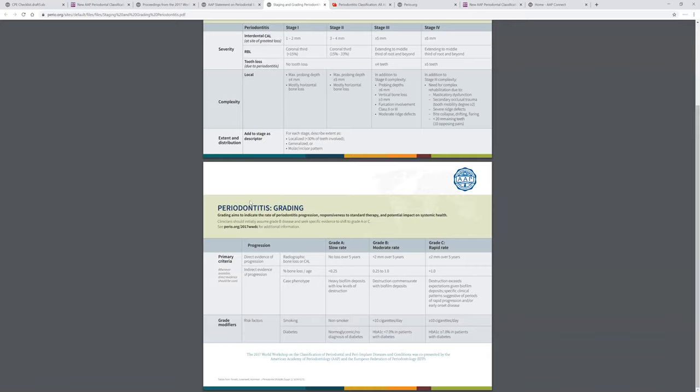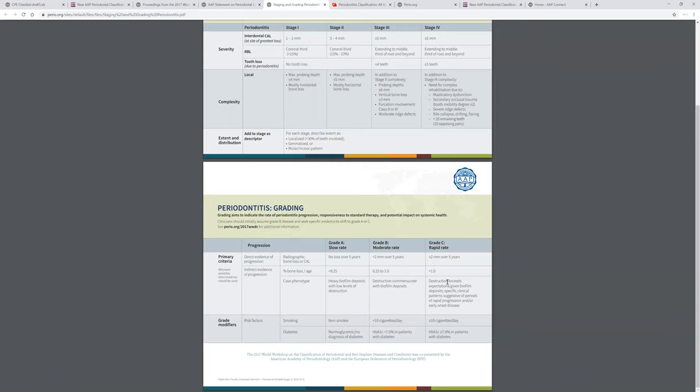Another thing that they had made a note here is most people will probably be in the moderate rate. Meaning, if you see somebody, let's say you're seeing a patient for the first time and they have generalized 4 millimeter pockets, we don't want you thinking, oh, it's just a 4 millimeter, it's not a big deal. We want you to think, okay, this is a big deal, because if things don't improve, then things can get worse very, very quickly. So shift your way of thinking.